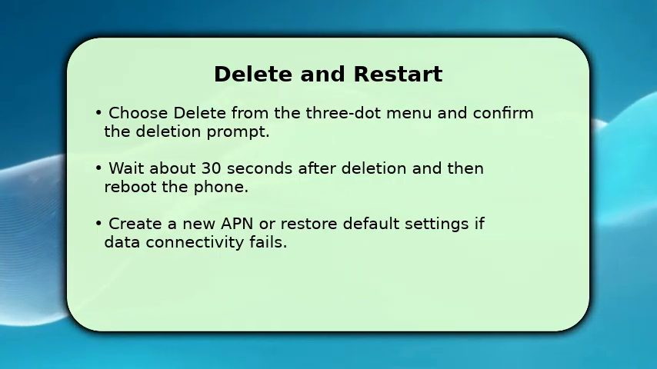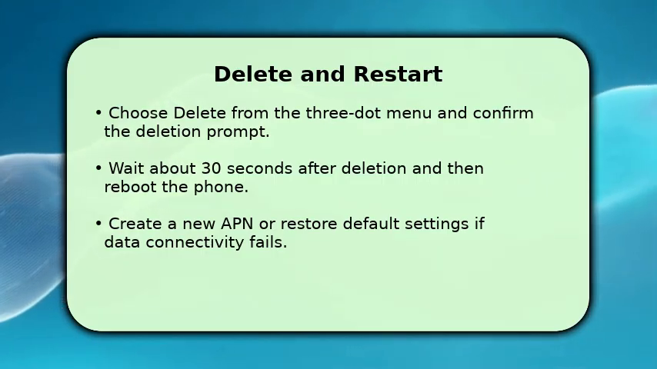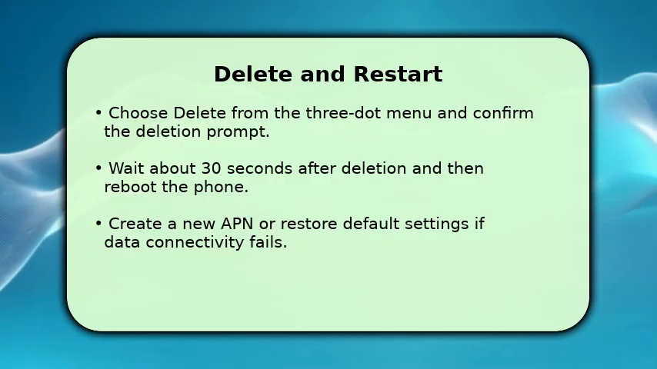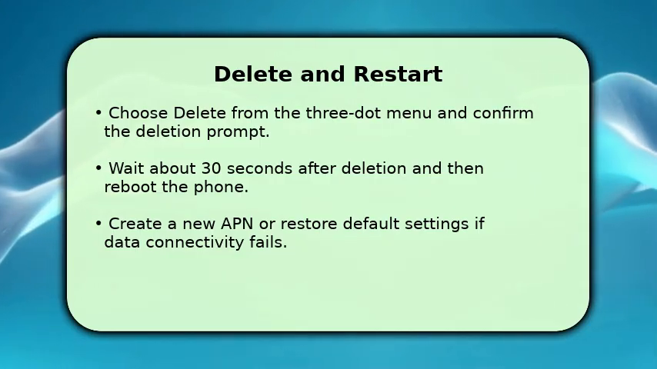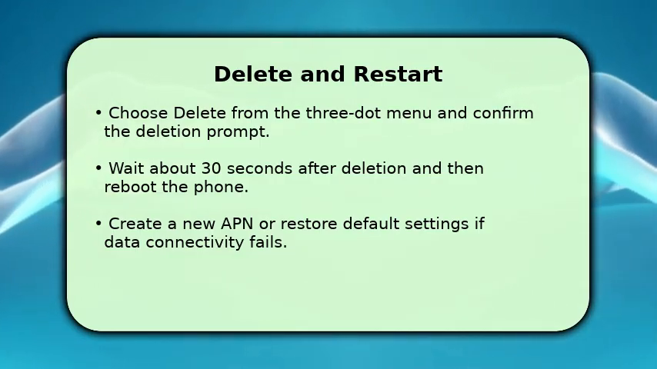If you lose data connectivity, create a new APN with your carrier settings or tap Reset to Default to restore carrier-provided APNs. Test by toggling airplane mode on and off and checking mobile data connectivity.